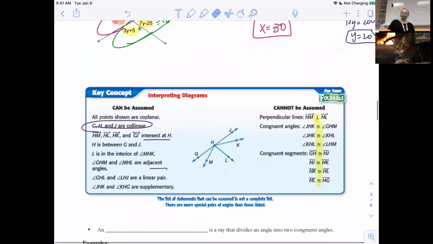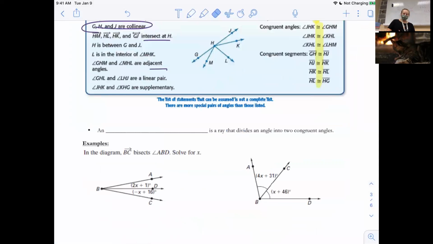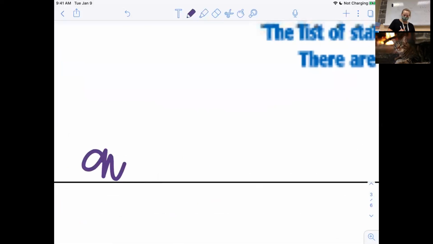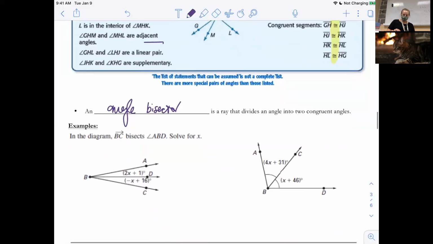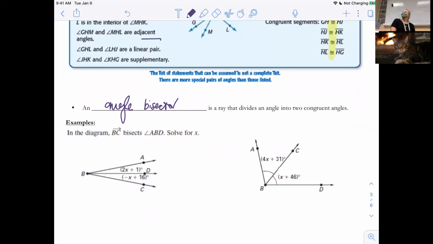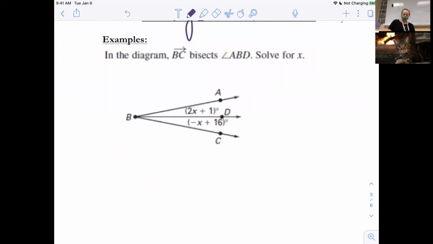Yes. The last type of problem, I think there's some on the review sheet. We can practice those. It says a blank is a ray that divides an angle into two congruent angles. We call that an angle bisector. An angle bisector divides an angle into two congruent angles. So I've got two examples that we're going to do.